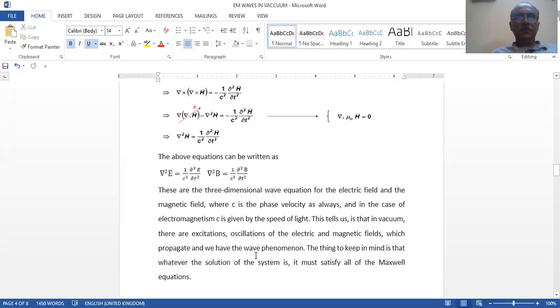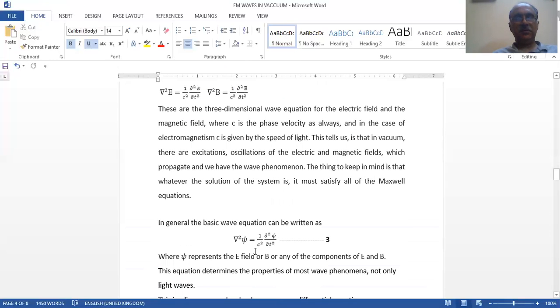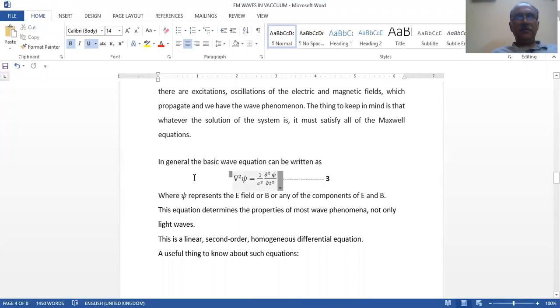The important thing to remember is that whatever be the solution of the system of Maxwell equations, and whatever be the solution of the problem, it must satisfy the Maxwell equations. In general, any basic wave equation is written as del square psi equal to 1 upon c square del 2 psi upon del t square. It resembles a basic equation, but we have substituted the velocity as the speed of light, where psi represents the E field or the B field or any of the six components of E and B. This equation determines the properties of most wave phenomena, not only light waves.